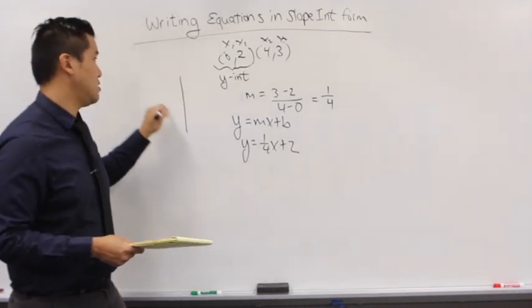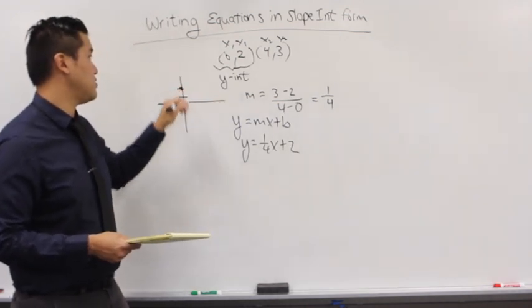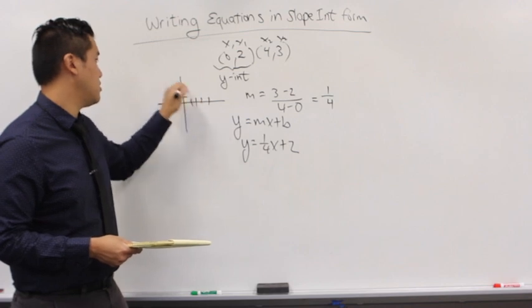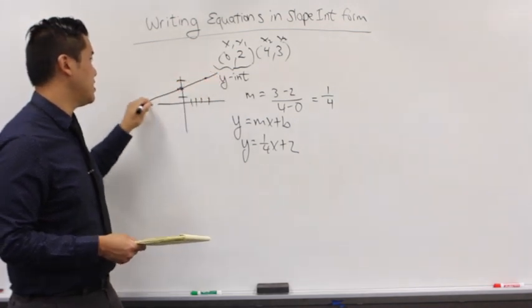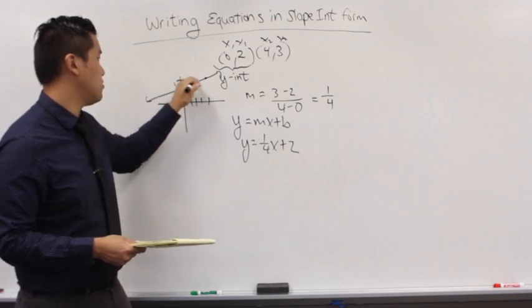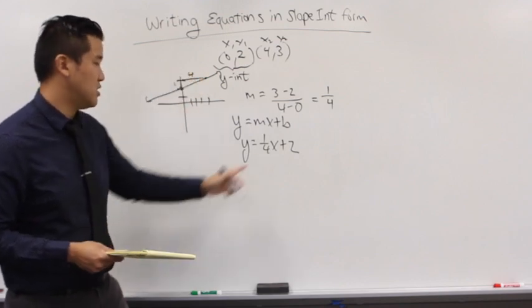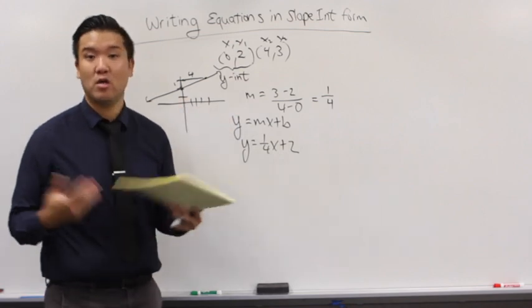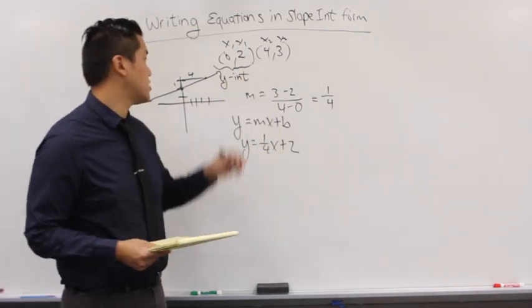We can test this. If you want, you can graph this: (0, 2), and then (4, 3), this guy here. What's my slope? You go up 1, right 4. So 1 over 4 is my slope. My y-intercept's 2. And we check to make sure it's correct. So this is good to go.